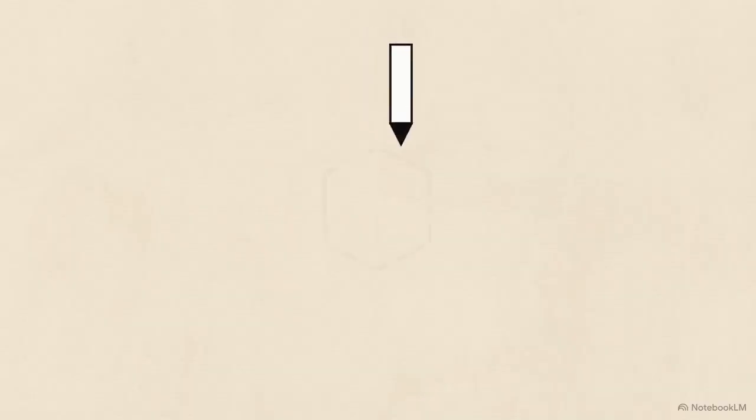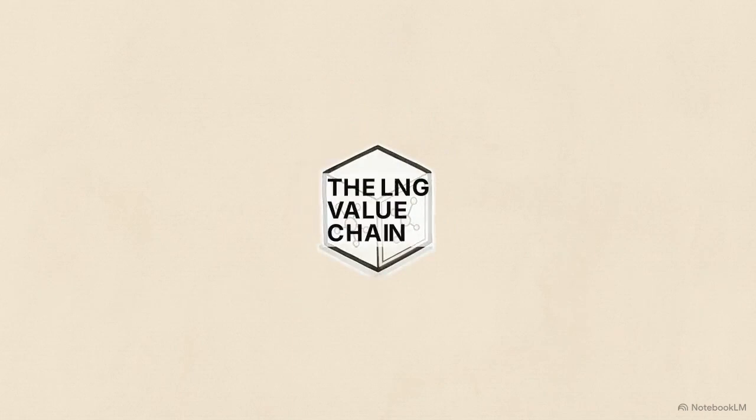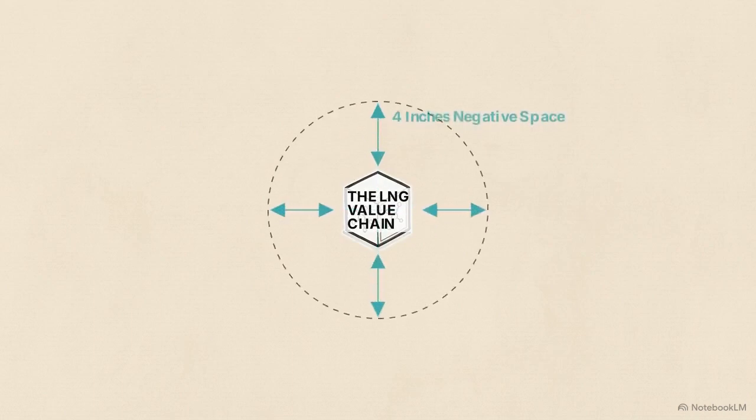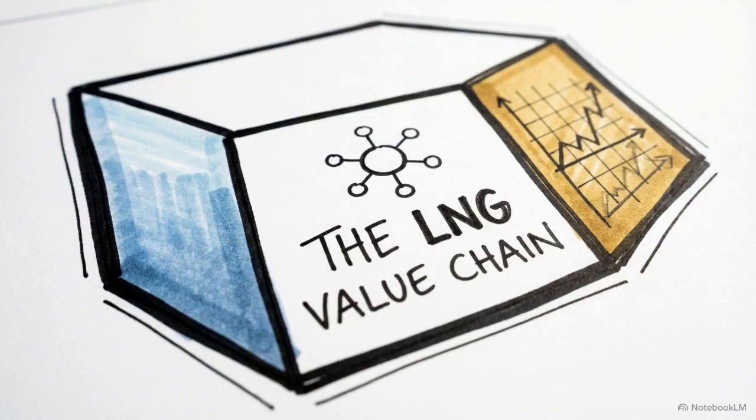Step 1. Right in the middle of your page, draw a three-dimensional box. Inside it, write the LNG value chain in bold, all caps. Keep this central box tight. You need to leave at least 4 inches of negative space on all sides to accommodate the 10 radial branches we are about to draw. That box anchors our map. It represents the exact point where upstream thermodynamic physics converts into downstream global economics.